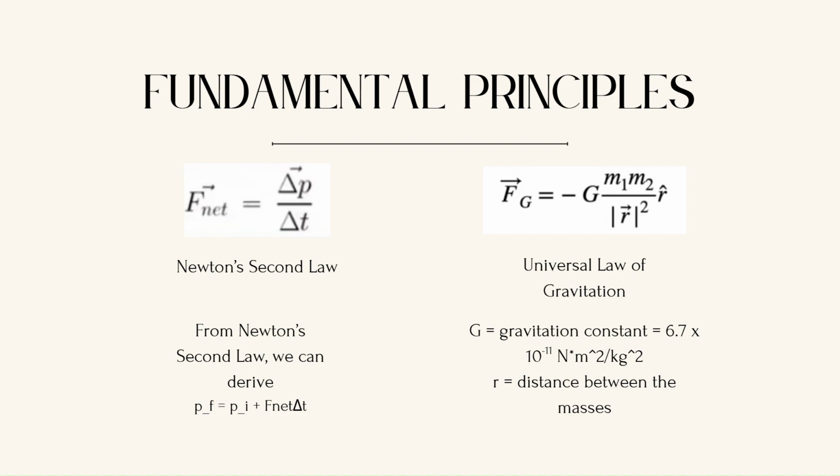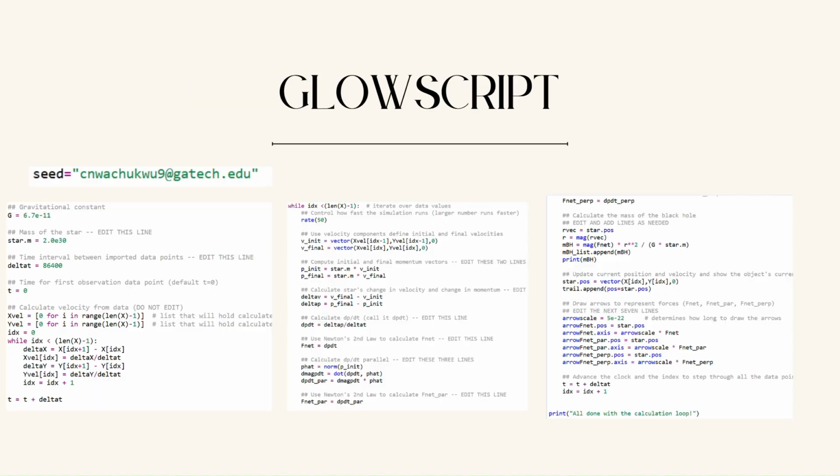Newton's second law, which is F net equals change in momentum over change in time. We can derive that the final momentum is equal to the initial momentum plus the net force times delta t. And then the universal law of gravitation, which is negative G, mass 1, mass 2, over the magnitude of the distance between the masses squared. The gravitational constant is 6.7 times 10 to the negative 11, and R is the distance between masses, just so you know.